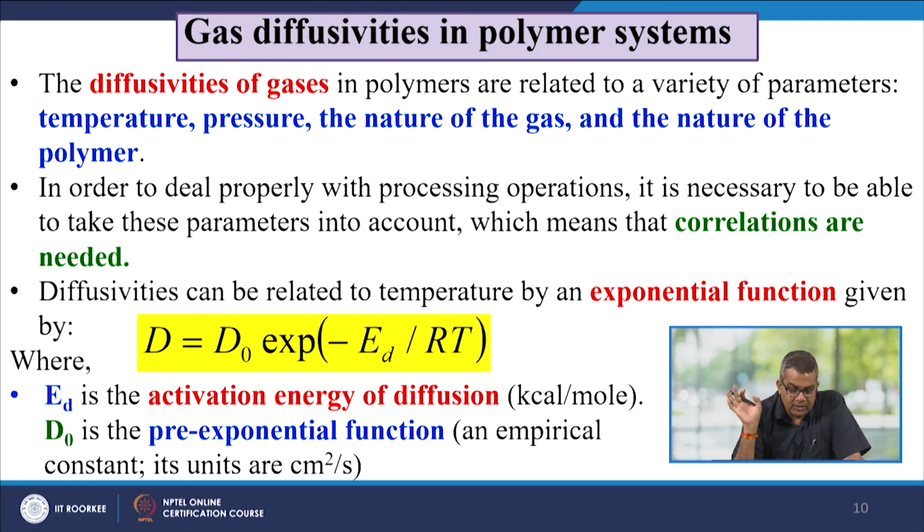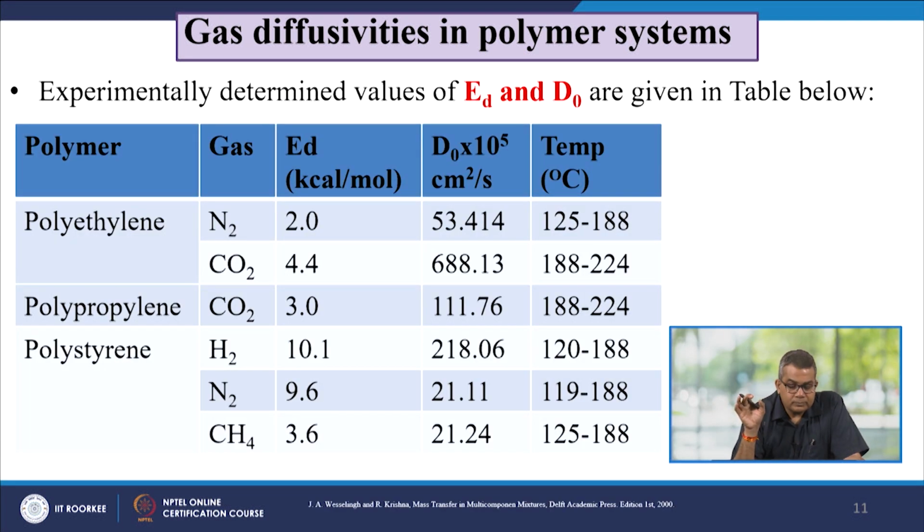So, diffusivity can be related to the temperature by an exponential function: D is equal to D naught exponential minus ED over RT, where ED is the activation energy of diffusion, which is usually represented in kilocalorie per mole, and D naught is the pre-exponential factor. This is an empirical constant and has the units of centimeters square per second.